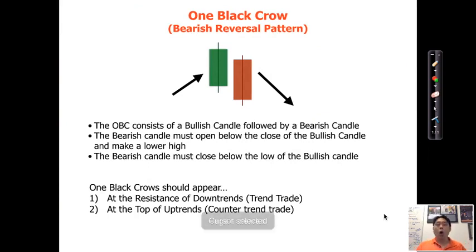Great. So the opposite of the one white soldier is the one black crow. The one white soldier is a bullish pattern going up. The one black crow is a bearish reversal pattern. We will see it after a series of candles going up. So what we want to see in this pattern is the price is going up.